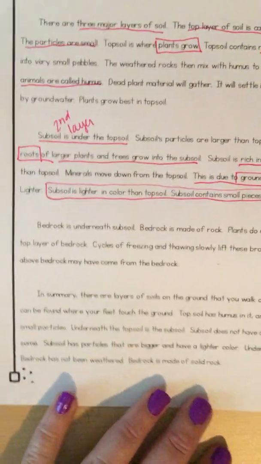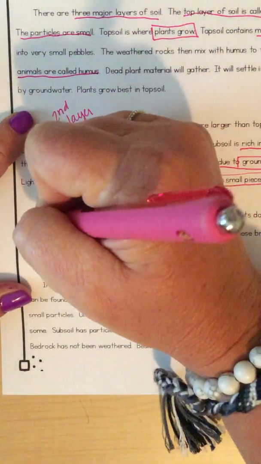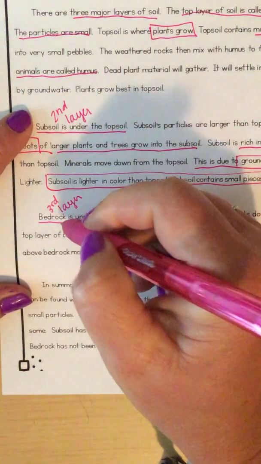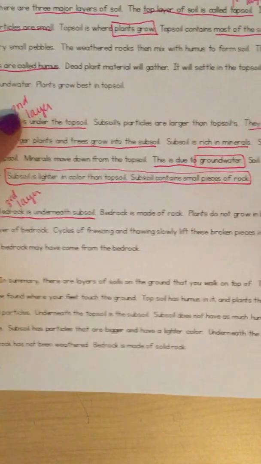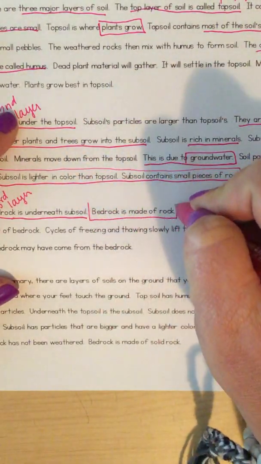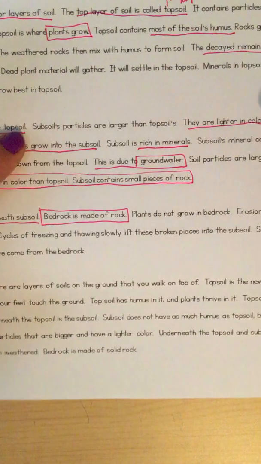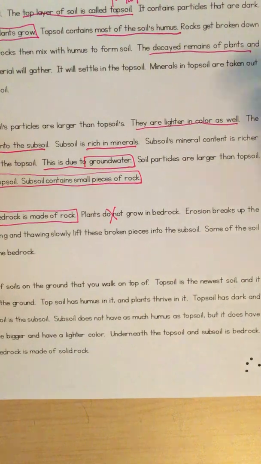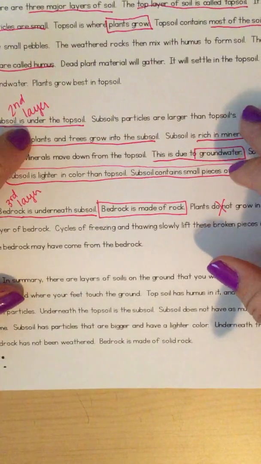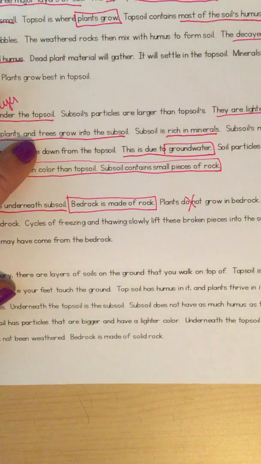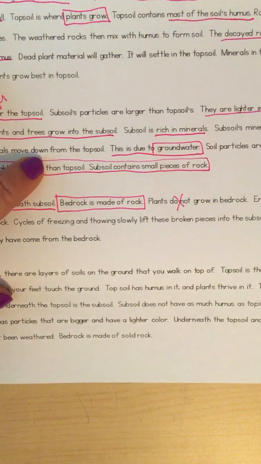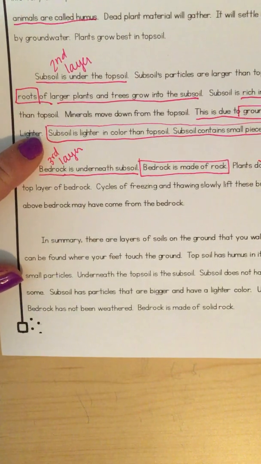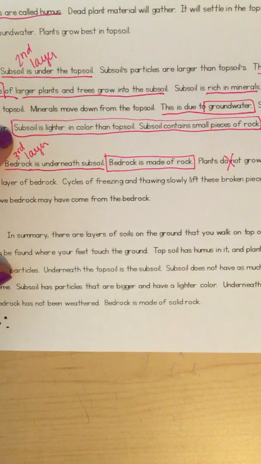All right, and then the last part, or the third layer, is bedrock. Bedrock is underneath the subsoil. Bedrock is made of rock, hence the name. Plants do not grow in bedrock. Erosion breaks up the top layer of bedrock. Cycles of freezing and thawing slowly lift those broken pieces into subsoil. Some of the soil above bedrock may have come from the bedrock.